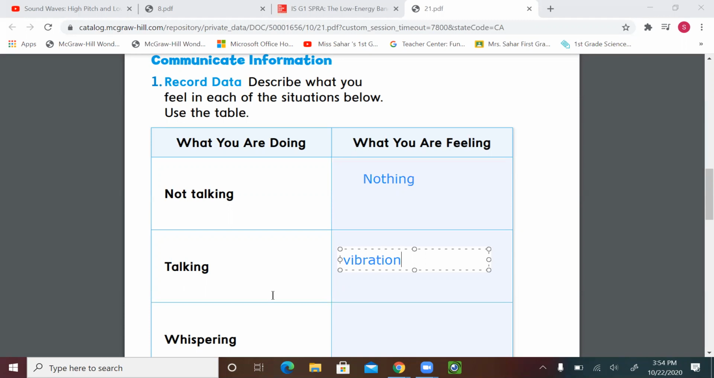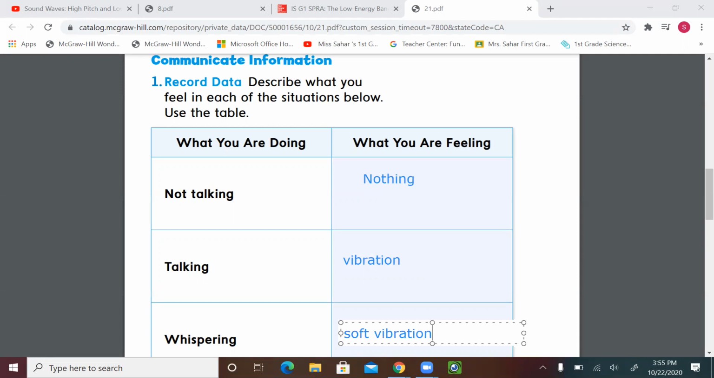All right. How about whispering? So I'm whispering. My vibration, do you think it's going to be softer or it's going to be faster and harder? No, it's going to be soft. Very good. So we're going to write here the vibrations because I'm whispering, as you can see. So soft vibration, right?